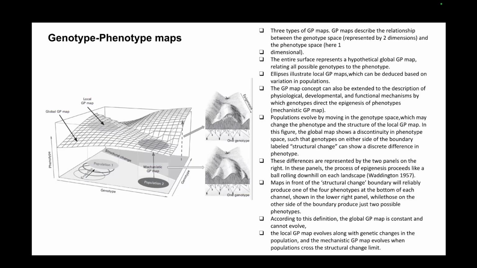In this figure, the global map shows a discontinuity in phenotype space, as the genotypes on either side of the boundary labeled structural changes can show a discrete difference in phenotype. If there's a discontinuity in your genotype phenotype map, what it actually means is those particular genotypes do not correspond to a particular phenotype. So those mutations or variants are maybe loss of function variants, or maybe a mutation which is not producing any kind of phenotype or not mapping to a particular phenotype.